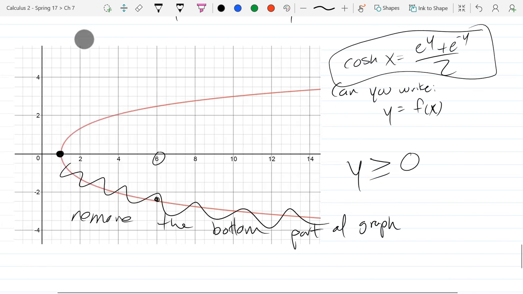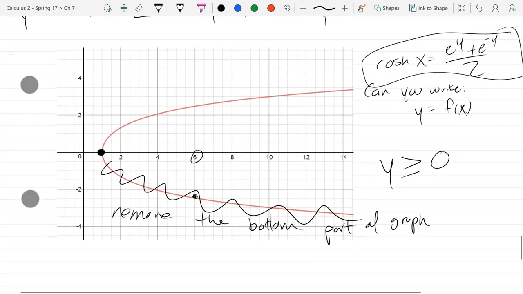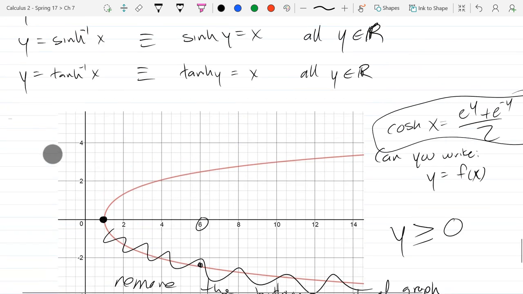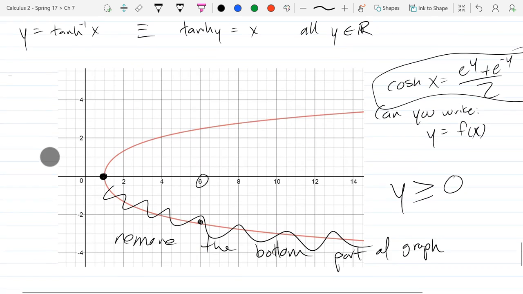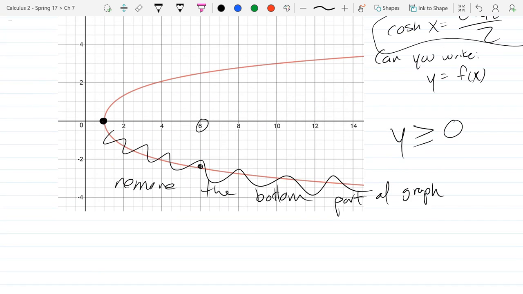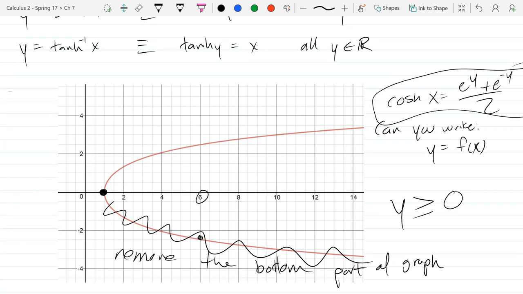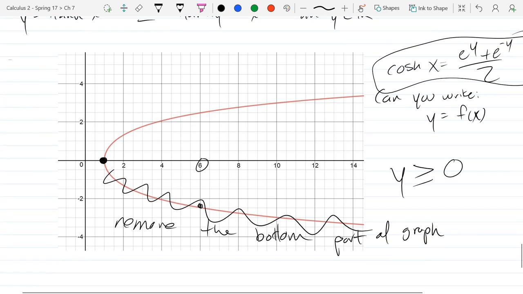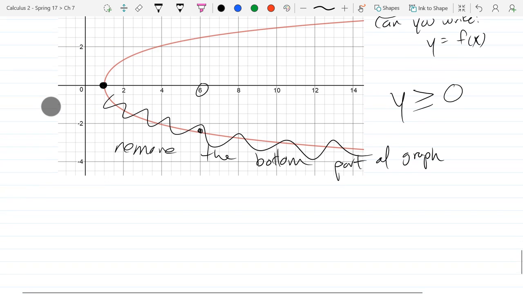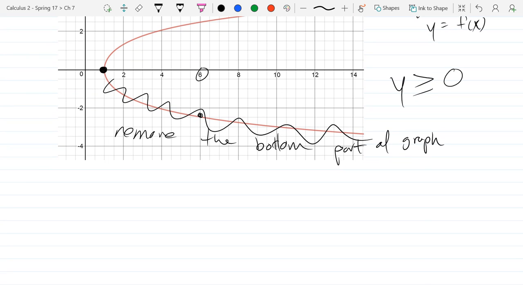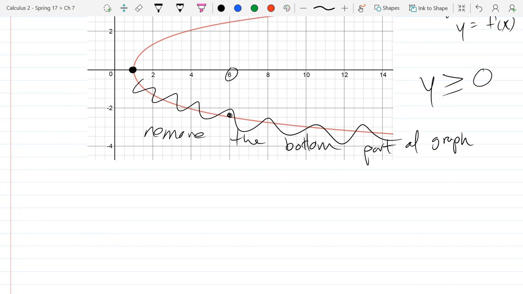Now, I don't want to go and graph the others. Actually, the other ones work for all y, so I don't really need to graph those or look at those at all. So that's the details of what's going on, of why we had to restrict y. Okay. So we'll look at some inverse hyperbolic trig identities now.